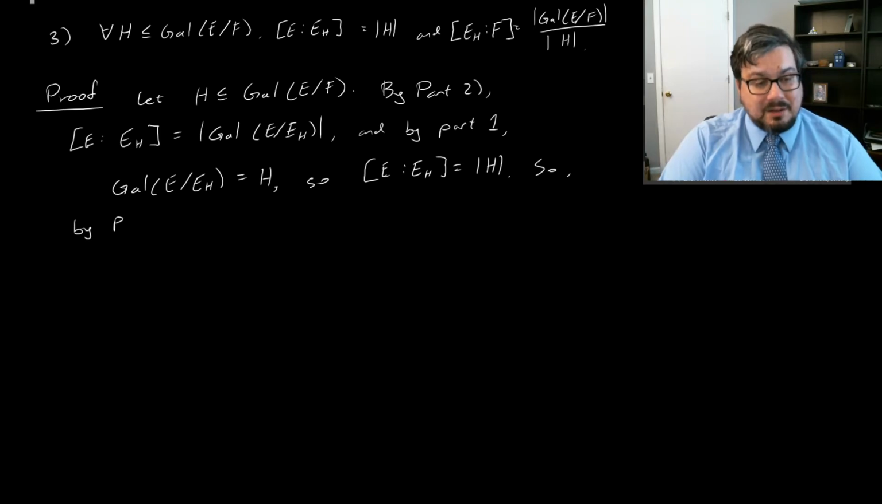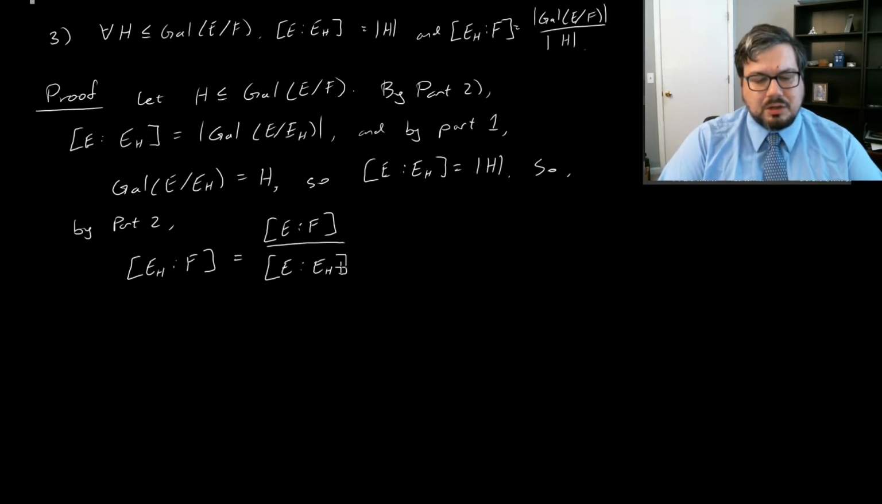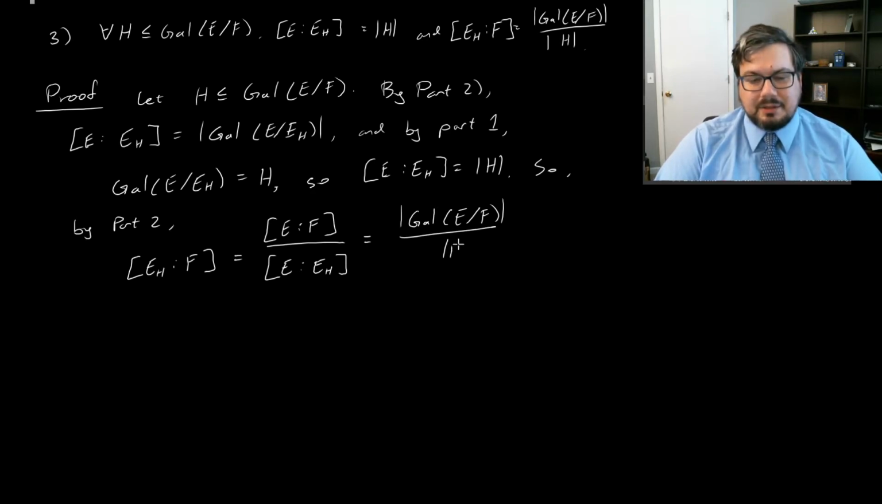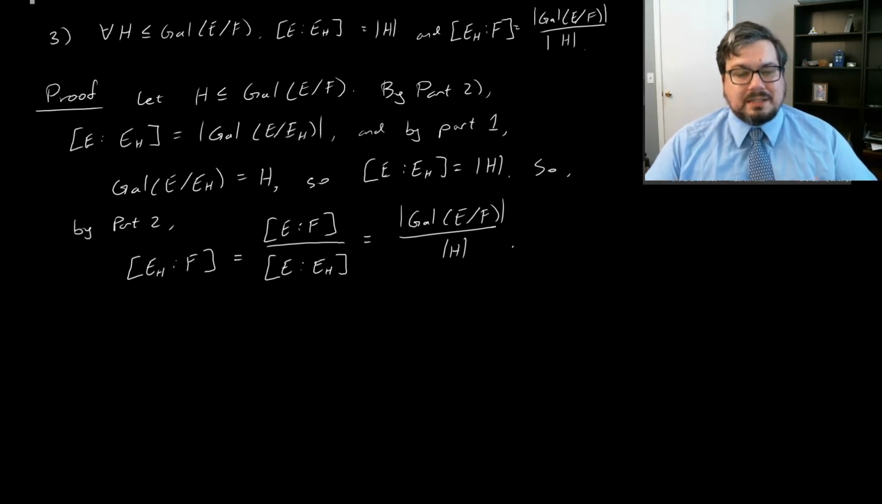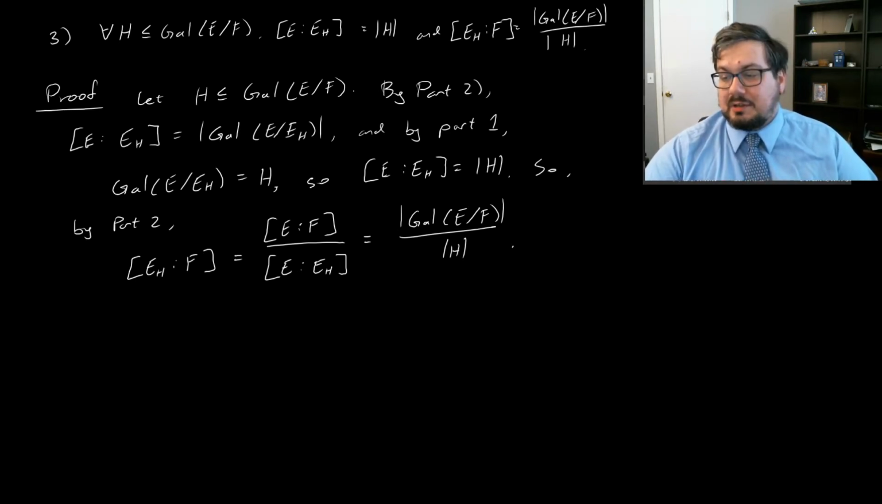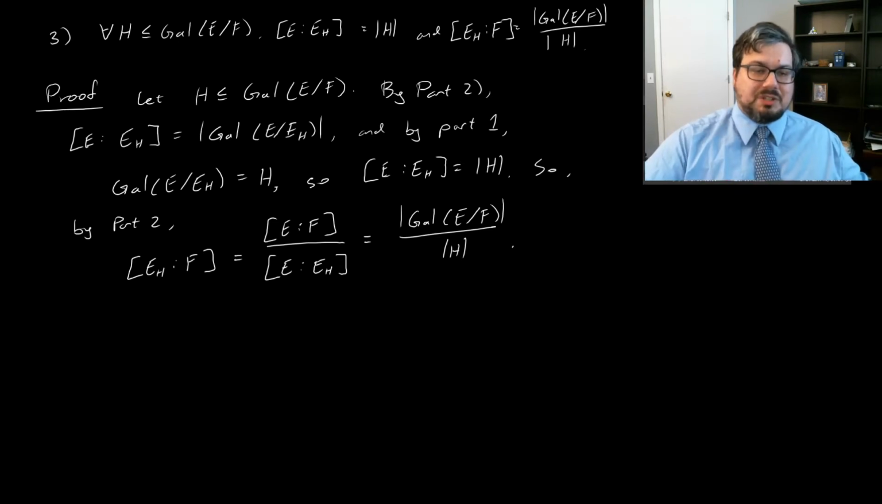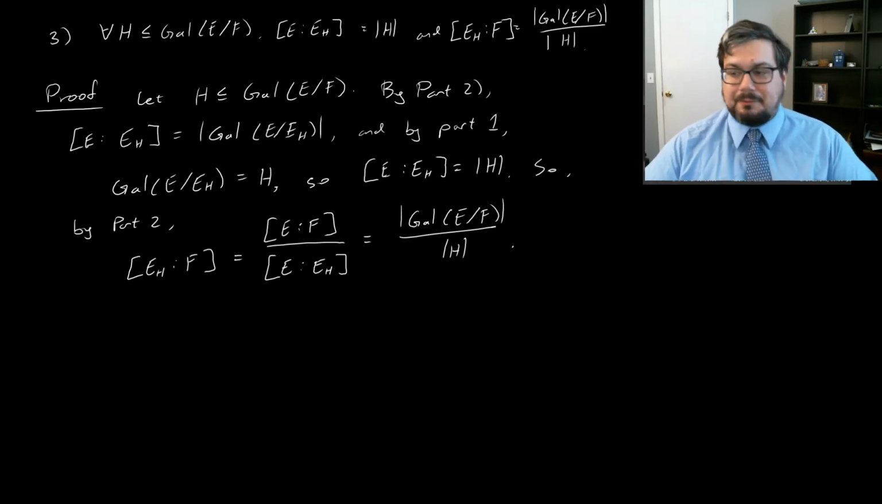So by part 2 again, we have that the order of EH over F is equal to the order of E over F divided by the order of E over EH, which is equal to the order of the Galois group of E over F divided by the order of H. All right, so basically parts 2 and 3 of the theorem allow us to connect up the numerical measurements between the subgroups, the net of subgroups of the Galois group, and the net of subfield extensions.